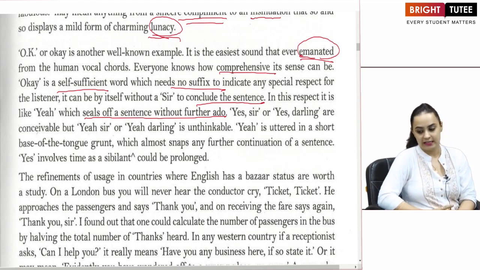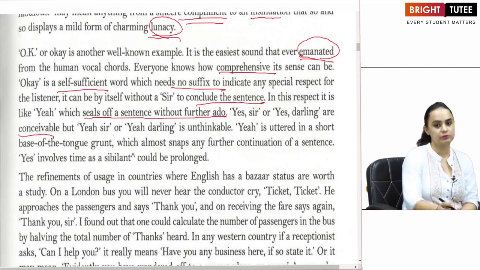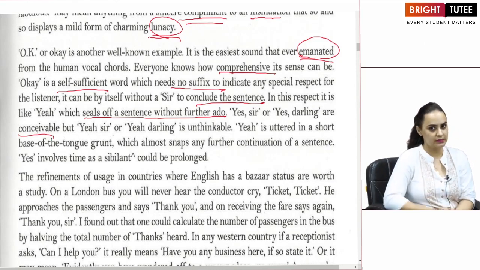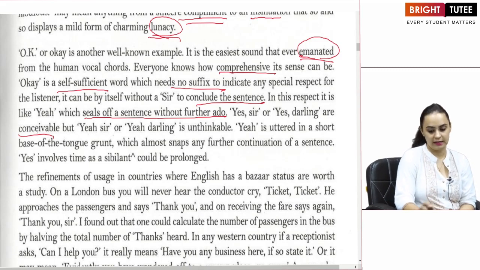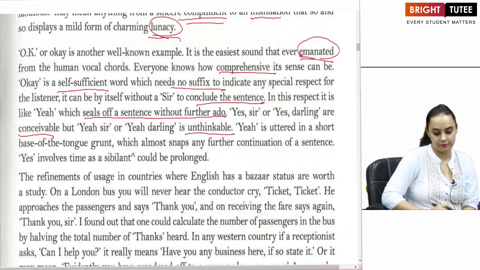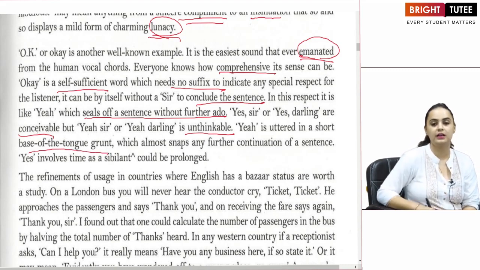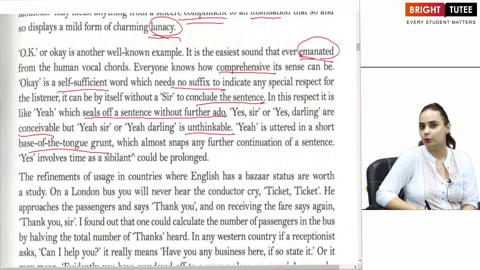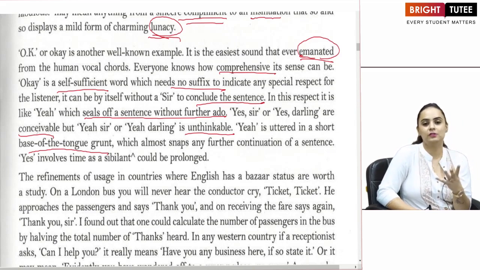"Yes, sir" or "yes, darling" are conceivable. We usually use these words in our everyday life. But saying "yea, sir" or "yea, darling" is something which cannot be thought of. "Yea" is uttered in a short base-of-the-tongue grunt. So, "yea" is not a word, it is just a base-of-the-tongue grunt. Base-of-the-tongue grunt means something which is just said. At times we do make certain sounds when we have to say something.